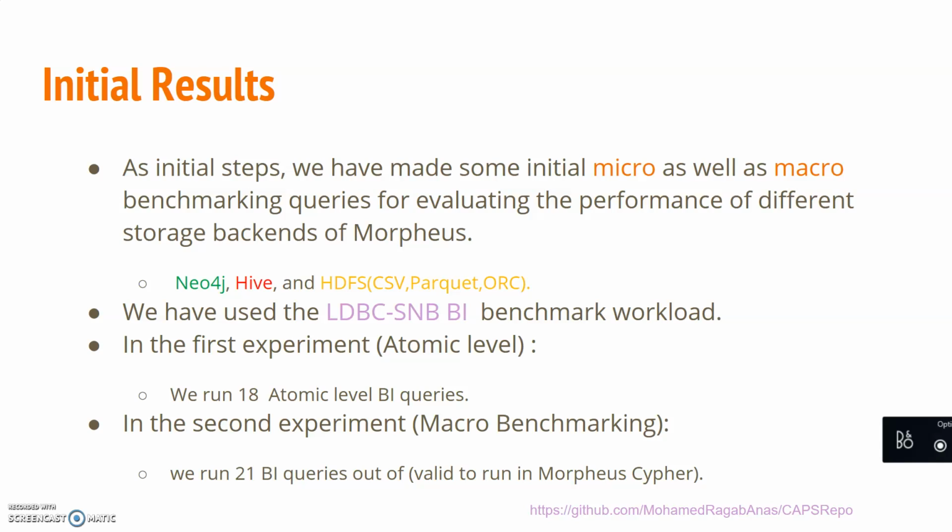In our initial experiments, we applied some initial benchmarking queries for evaluating the performance of Morpheus on top of different storage backends such as Neo4j, Hive, and HDFS. And for HDFS, we have different file formats such as CSV, Parquet, and ORC. We have used the LDBC SNB Business Intelligence benchmark workload with 18 atomic or micro benchmarking queries and 21 queries of the business intelligence queries. And the initial results can be found in our CAPS repo.